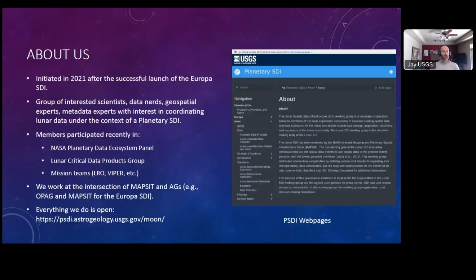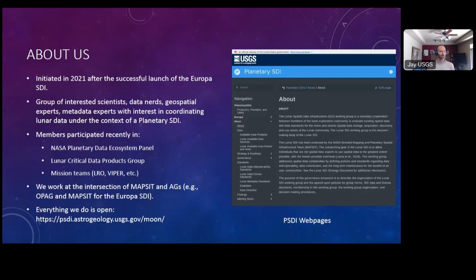We started in 2021, piggybacked off of a successful Europa SDI launch. We started with Europa because the community is significantly smaller, and then we've transitioned to also working with the Lunar community, obviously significantly bigger, a lot more data, much more heterogeneous. We're a group of interested scientists, data nerds, geospatial experts, metadata experts, et cetera, who have all come together to say there's an amazing wealth of data, and we're about to be inundated with even more data. And it's not necessarily easy for these data to interoperate, and you need a lot of expertise. We think that's something that we can help with.